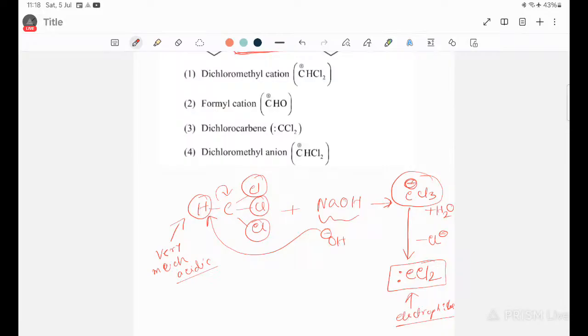Now this CCl3 minus will leave one Cl minus to be converted into CCl2, and it will act as the electrophile. This CCl2 is named dichlorocarbene. Normal CH2 is known as carbene. Here the hydrogens are replaced by chlorine atoms, so that's why it is named dichlorocarbene. So the electrophile will be dichlorocarbene.